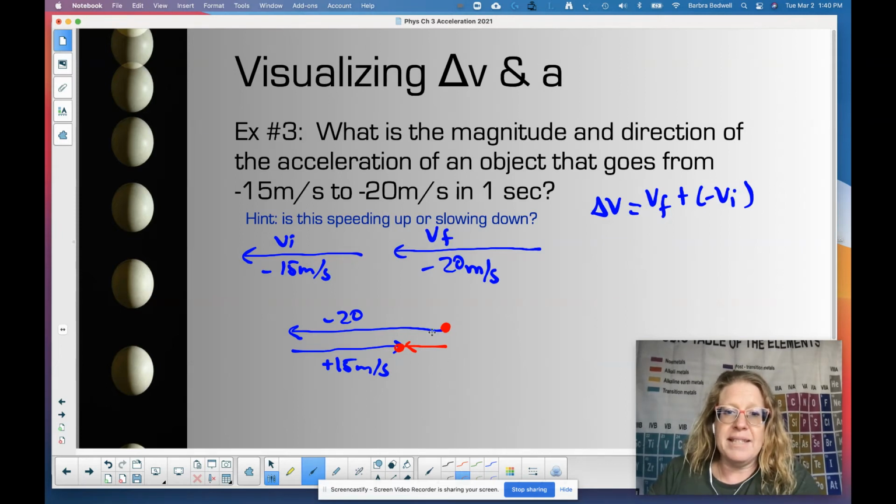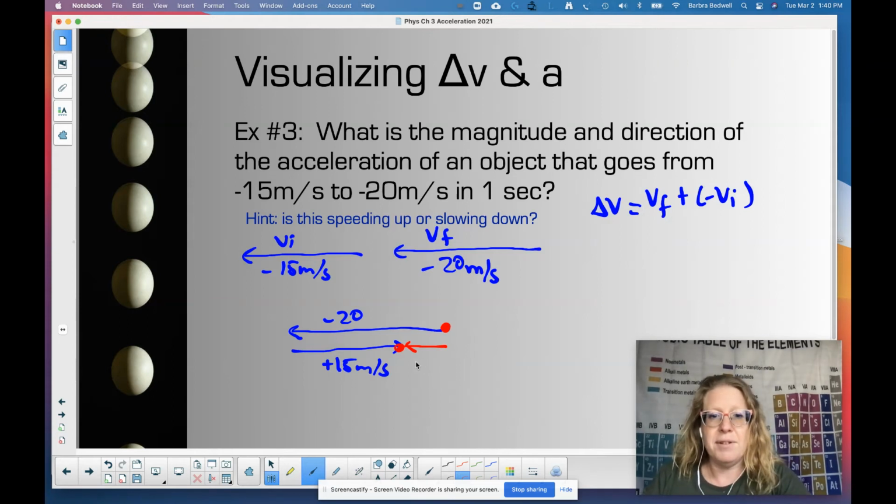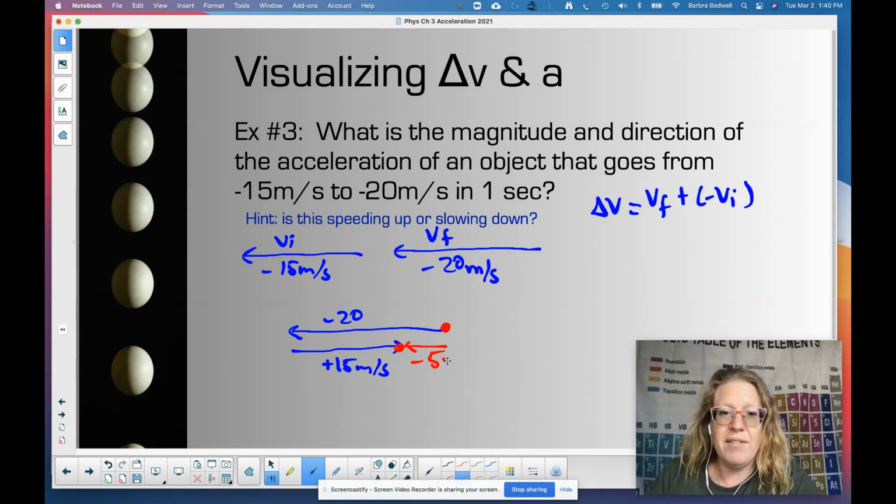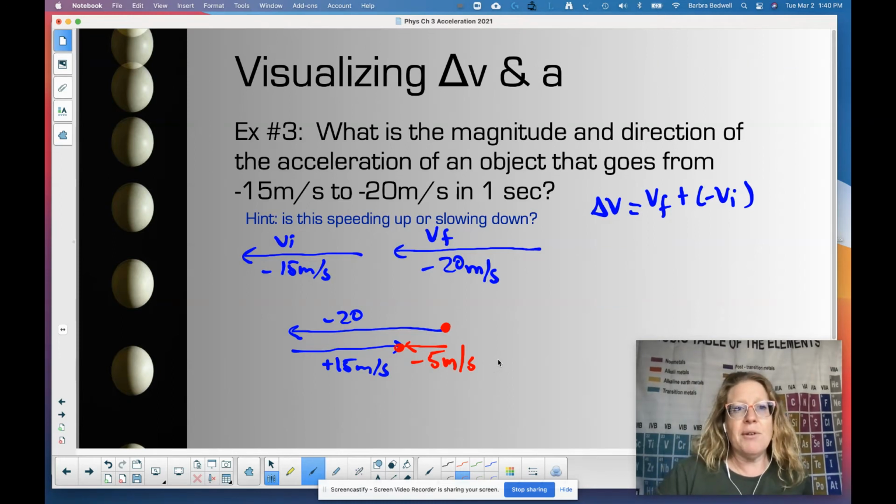So now we can see our magnitude here, and we know the direction of it. Direction is to the left. So that means it's negative 5 meters per second. Now, what does that mean in this case? It's going from negative 15 to negative 20. Okay, so how is that even possible?